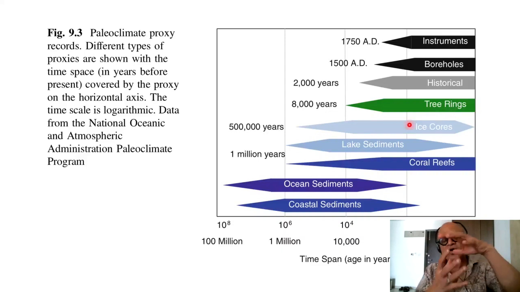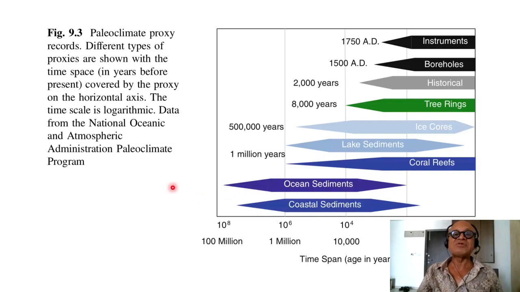It depends on how long the glacier has been growing and trapping bubbles, which trap records of temperature and greenhouse gases like CO2, methane, nitrous oxide, and so on, with various uncertainties involved. Lake sediments go back to 1 million years, while coral reefs, ocean sediments, and coastal sediments cover a large range from 100 years to 100 million years.